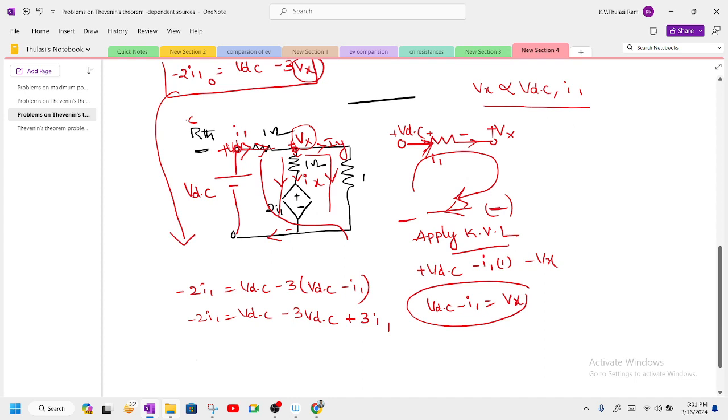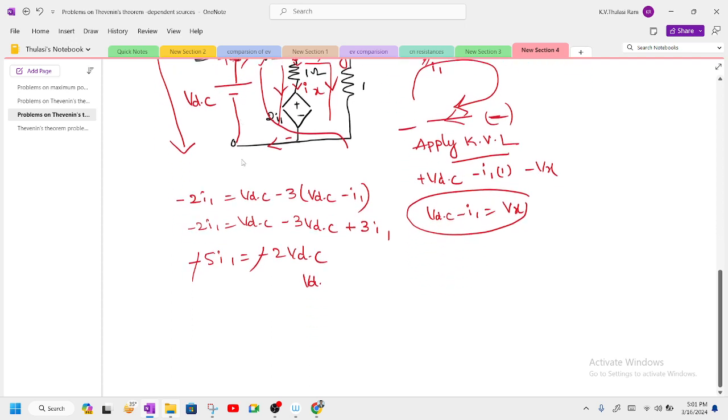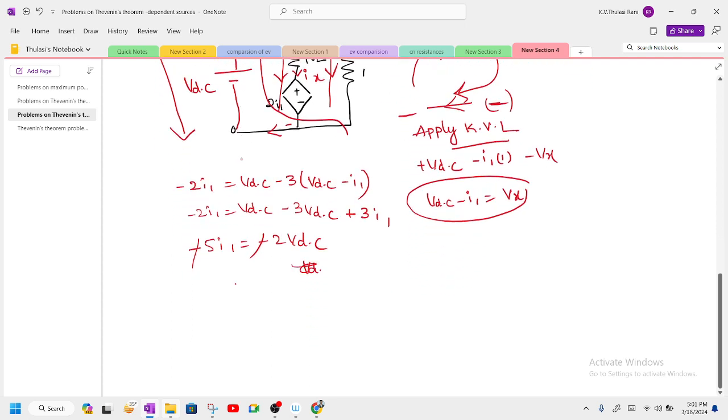So this 3 will come this side, so it is nothing but minus 5 I1 is equal to minus 2 VDC. Resultantly these two will get cancelled, and we require the ratio of VDC by I1, which is nothing but 5 by 2 ohms. So successfully we have found the value of this.